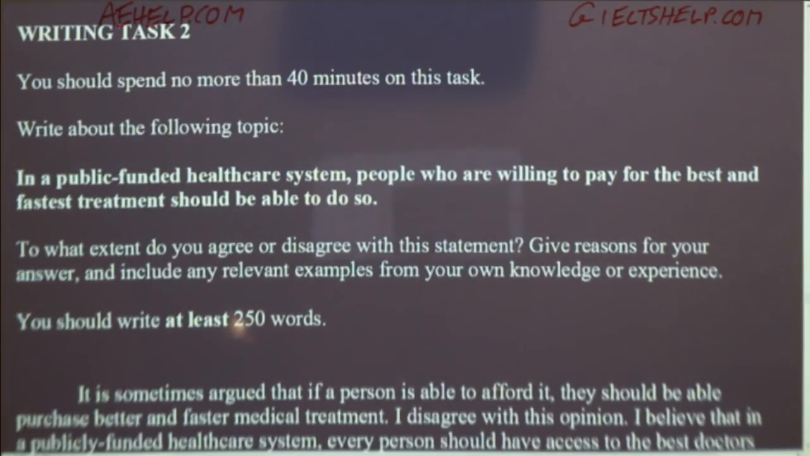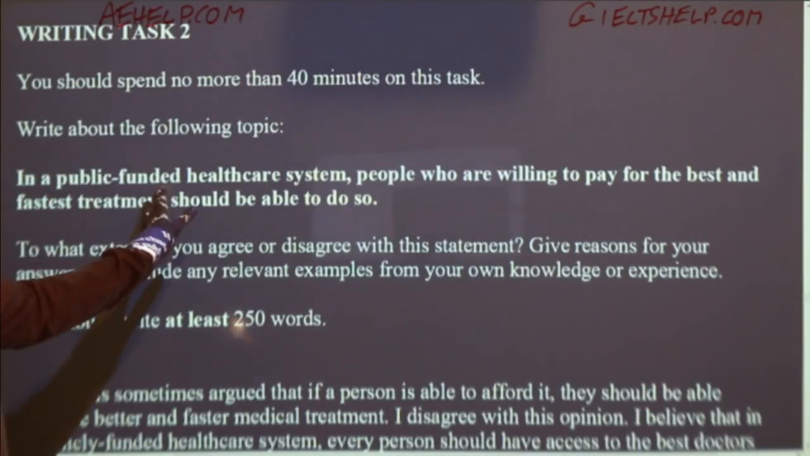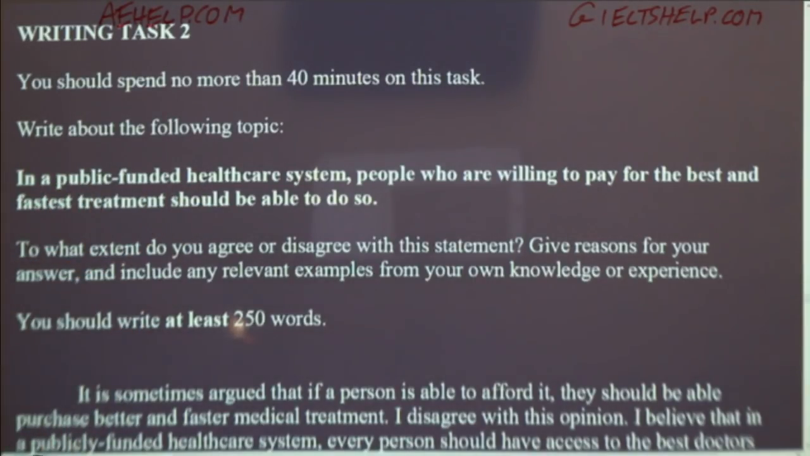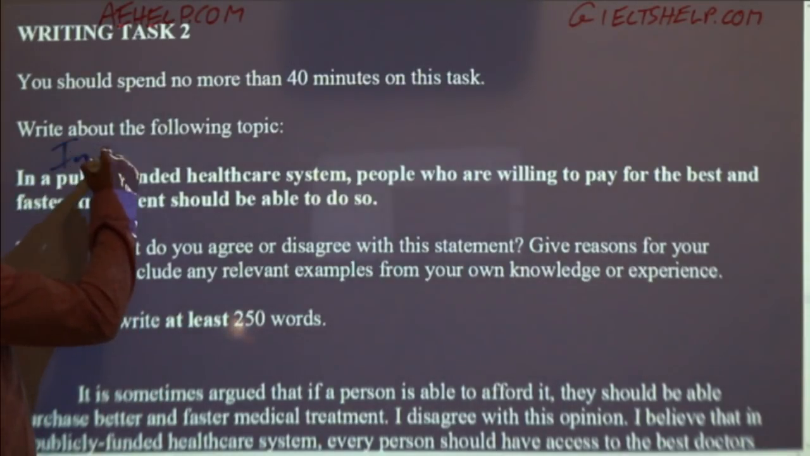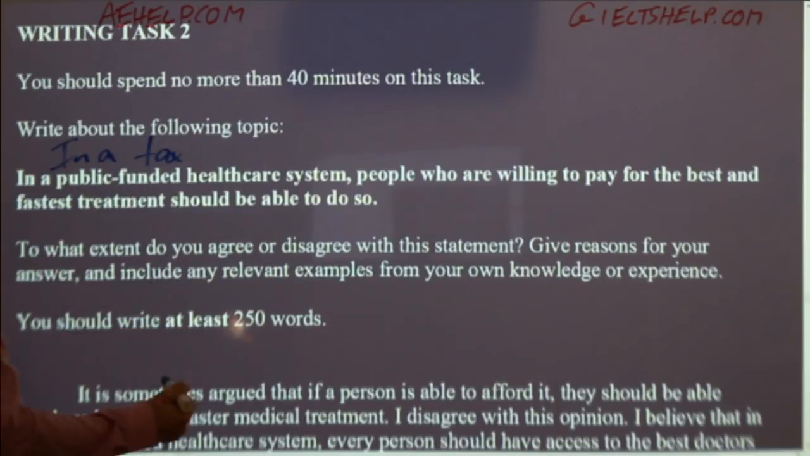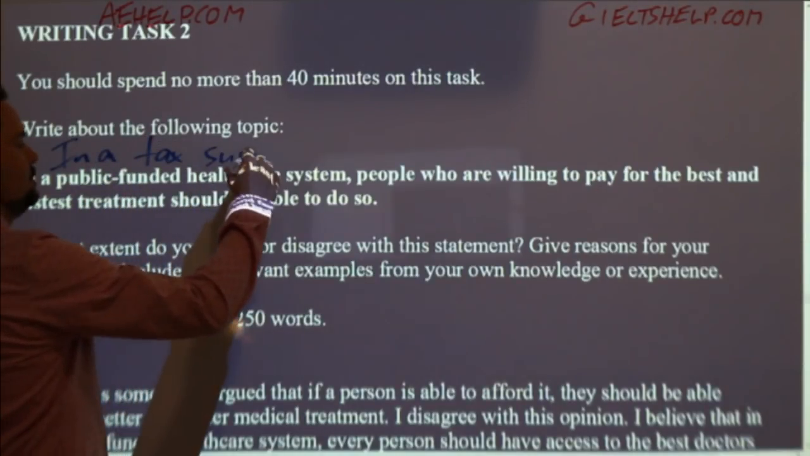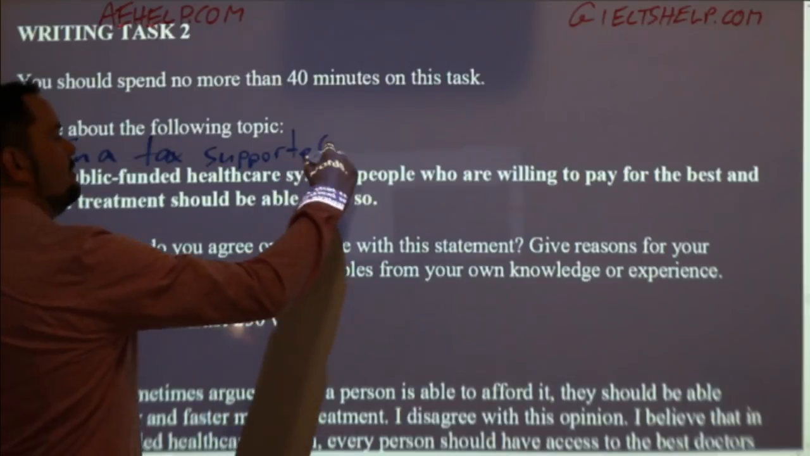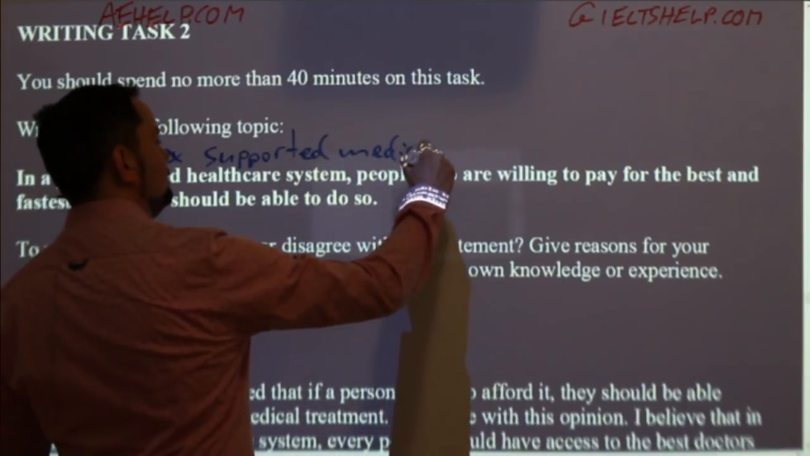So step number 1, I want to make sure that I understand the question. I can do that by paraphrasing. So if I want to paraphrase this question, I can say, in a tax-supported medical system.